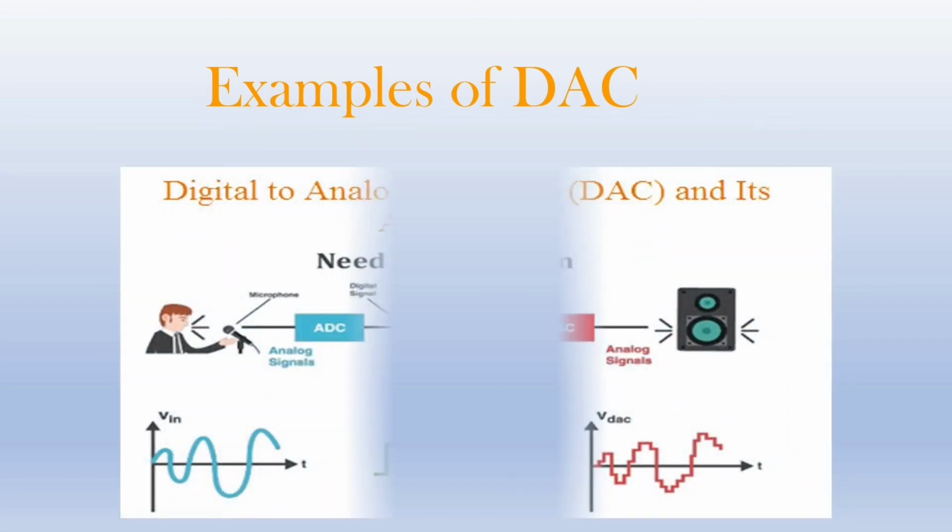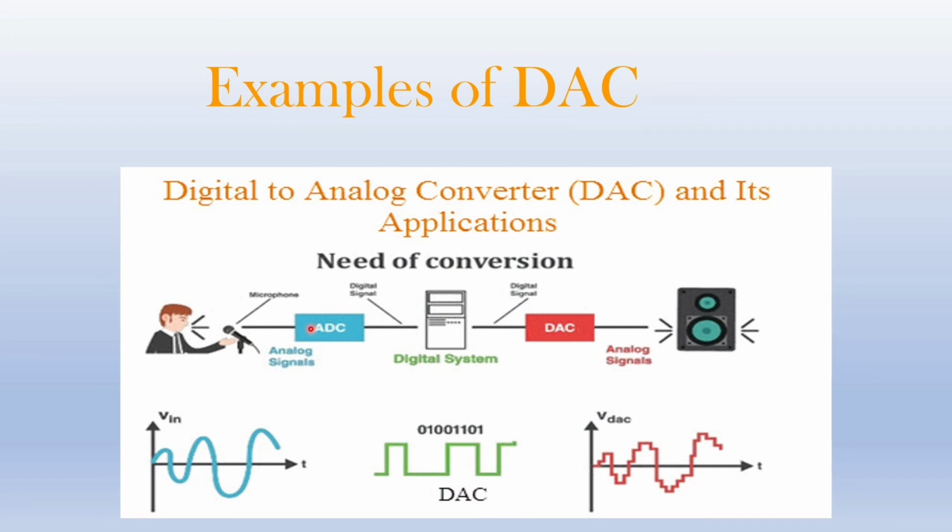So let's take a look at the example of DAC along with ADC. This is a very simple diagram that I have explained earlier. This man is speaking into a mic. His voice is an analog signal that is operated on by the ADC. As you can see from the waveform, this is an analog signal. This is a continuously varying signal.